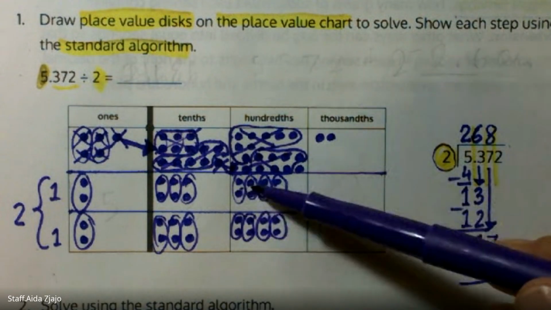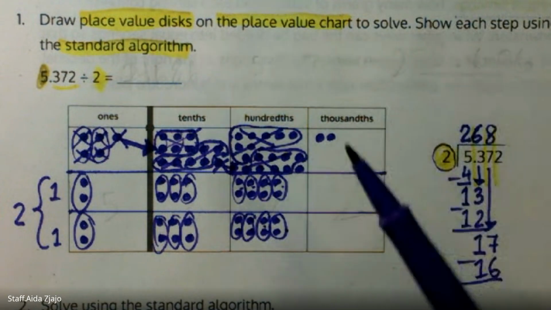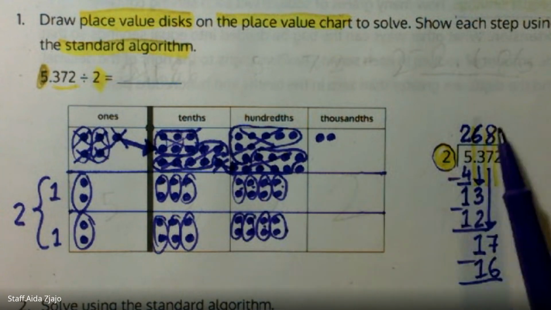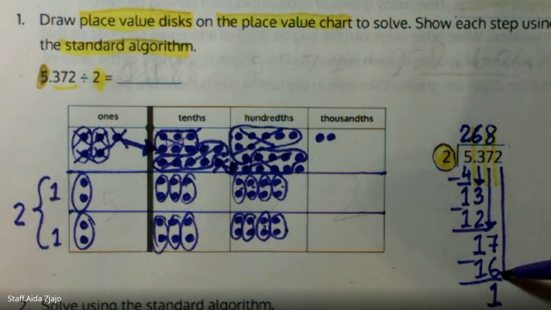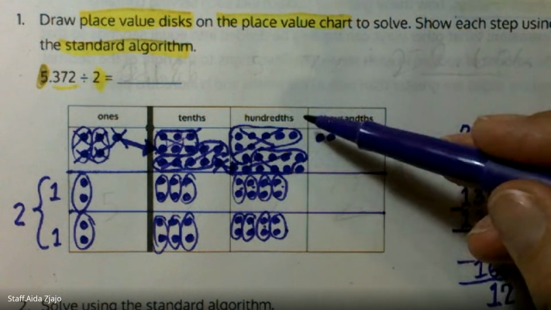I can make 1, 2, 3, 4, 5, 6, 7, 8. Or I can think about 2 groups of 8, 8 and 8. 2 groups of 8 is 16. So now I have 1 left. Once again, I'm not done because I have a thousandths to bring down.